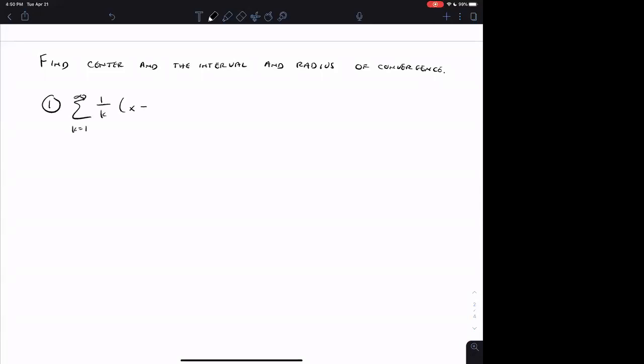So the questions for now are going to be, I want us to find the center and the interval and radius of convergence. All right, and like I said, this is the first main standard problem type, the first major homework type problem. And so we're going to look at the sum from k equals 1 to infinity of 1 over k times (x minus 6) to the k.